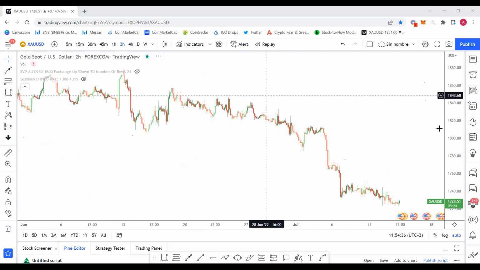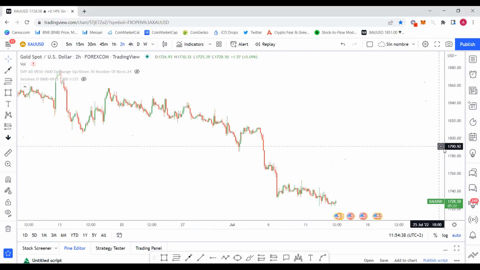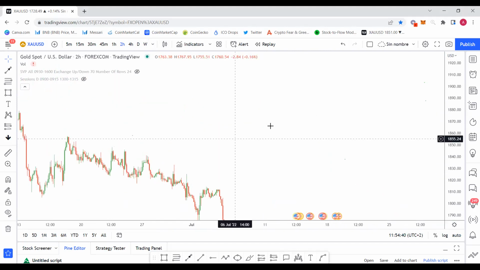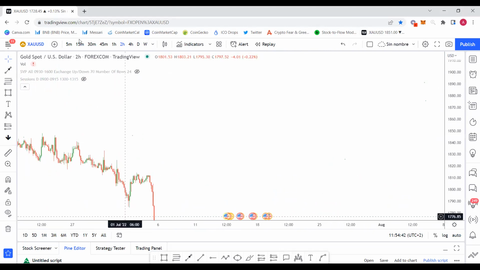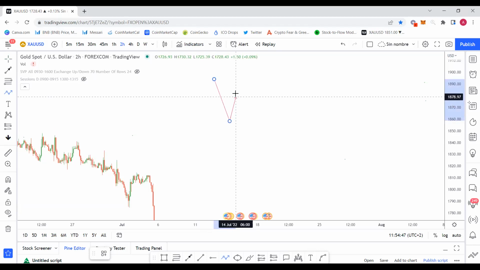Okay. Then now let's look at the flags. These are patterns I really like as well for gold. And let's see, where is my tools? Right down here. Let's look at firstly the bearish flag.